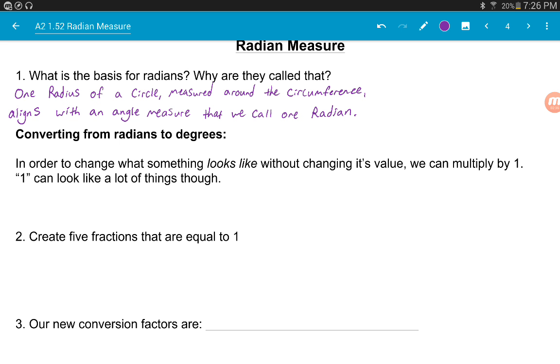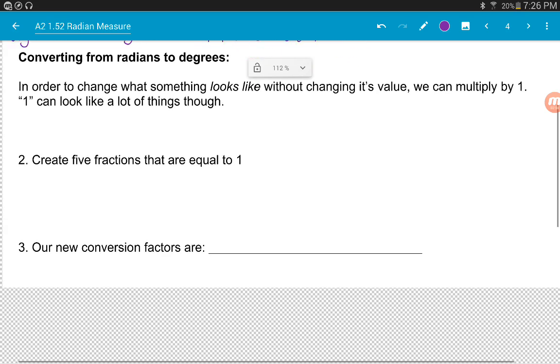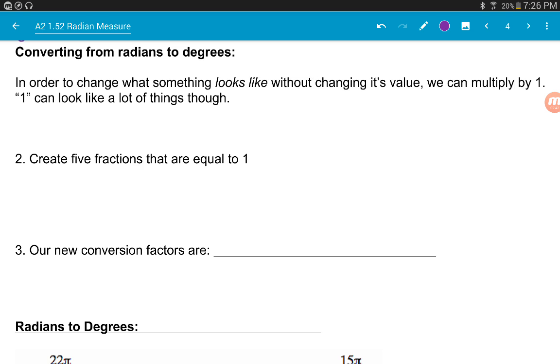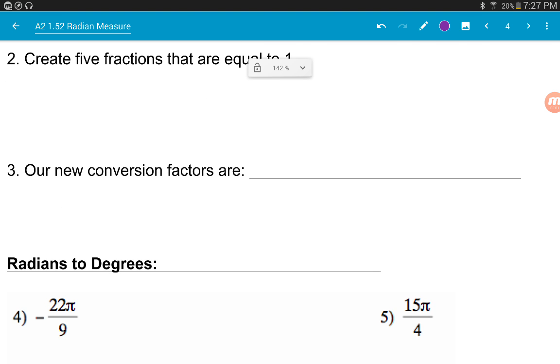Now in order to convert something, you may remember from middle school, unit conversions changing from like inches to miles. You get to use these conversion factors that are technically equal to 1. In order to change what something looks like without changing its value, we can multiply by 1. 1 can look like a lot of things though. So the thing that we're going to do is we're going to use these two.